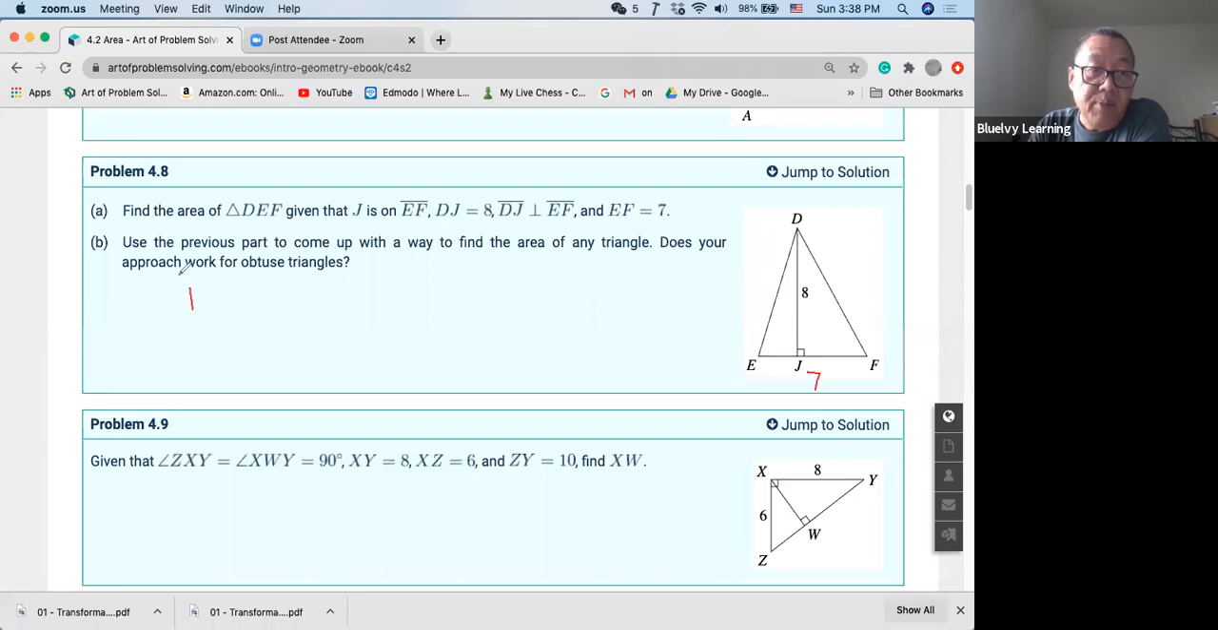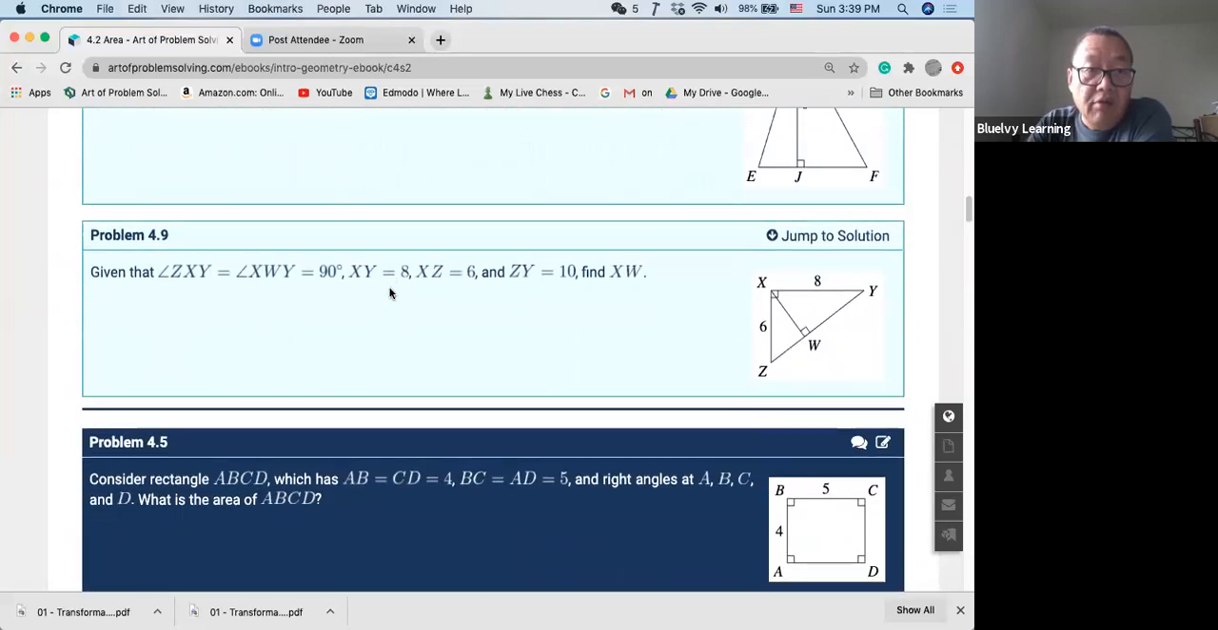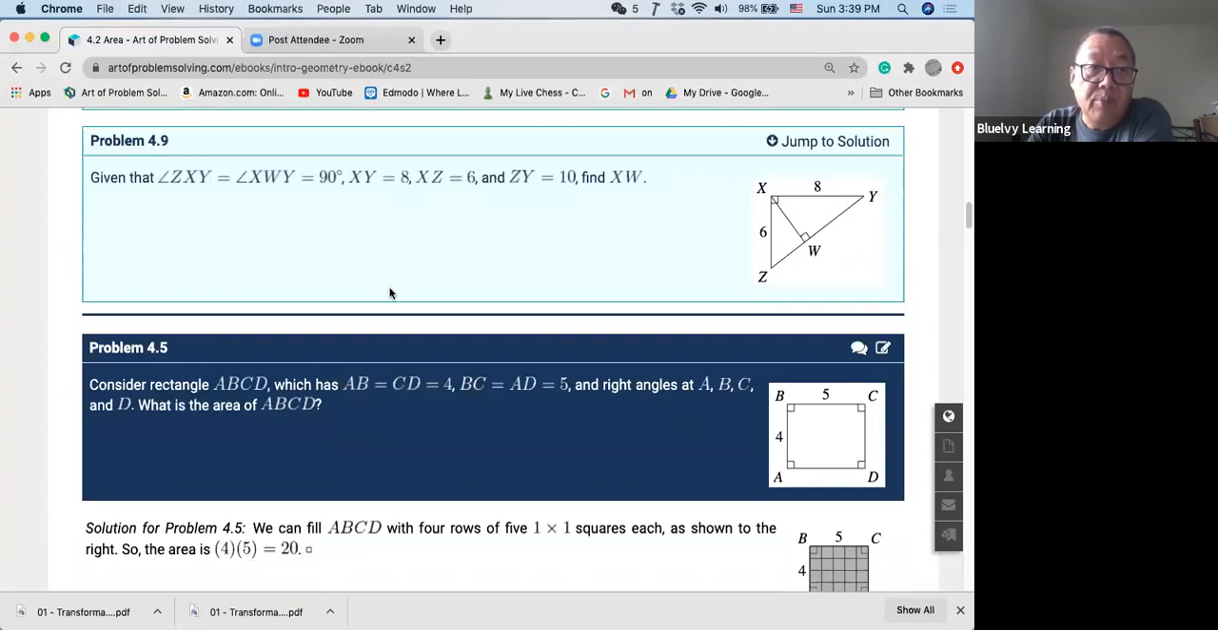Now let's see B. Use the previous part to come up with a way to find the area of any triangle. Does your approach work for obtuse triangles? Yes. Base times height divided by 2. That's a formula good for any shape of triangle. Okay, acute triangle, right triangle, and obtuse triangle all satisfy that formula. Now let's go to 4.9.